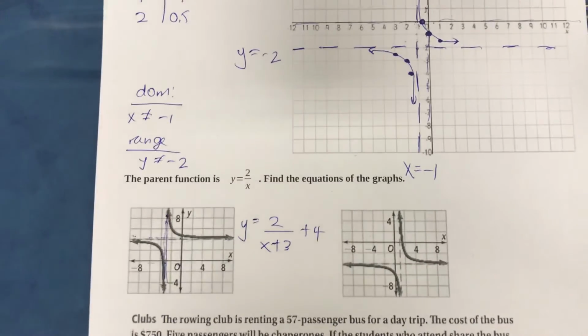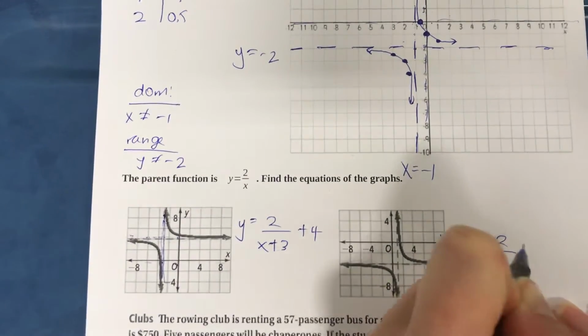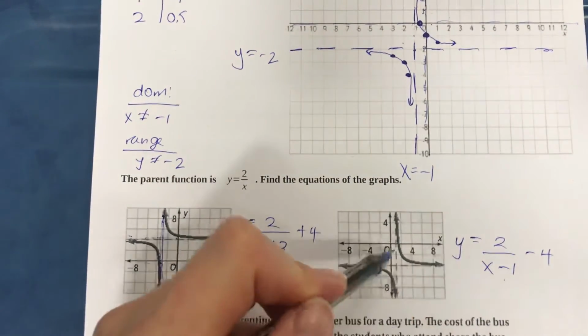You try the next one, hit pause. This one you should get 2 over x minus 1 minus 4, because I moved right 1 and then down 4.